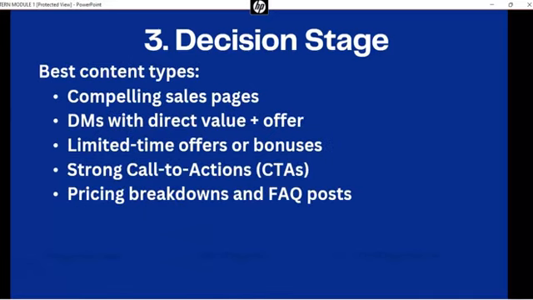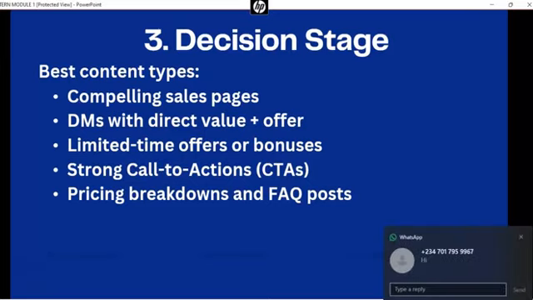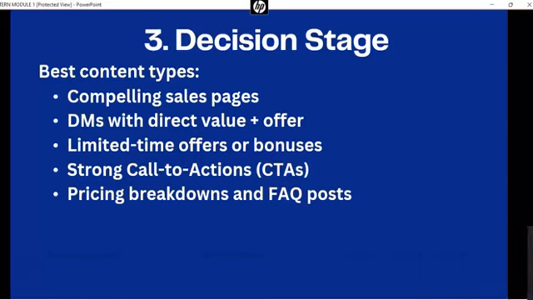Now, the best type of content to post is a compelling sales page where they can read more about the product, DMs with direct value and offer. You can give a limited time offer or bonuses: if you buy this one now, the first 20 people that will buy this phone from us get a free something. You just add something to it that will make them think, I don't want to miss out on this bonus. Let me make payment.